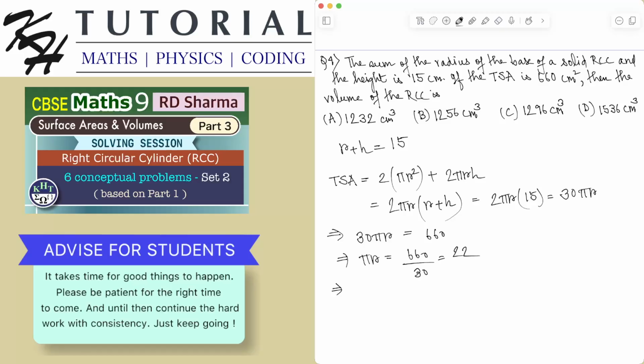Now, if the value of pi is not given, you should always use the value of pi as 22 by 7. So this implies 22 r by 7 is equal to 22, which implies r is equal to 7 centimeter. Then we will have h equal to 15 minus 7, which is 8. So height is 8 centimeter and r is 7 centimeter.